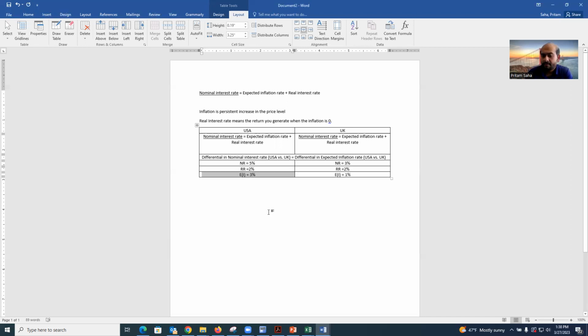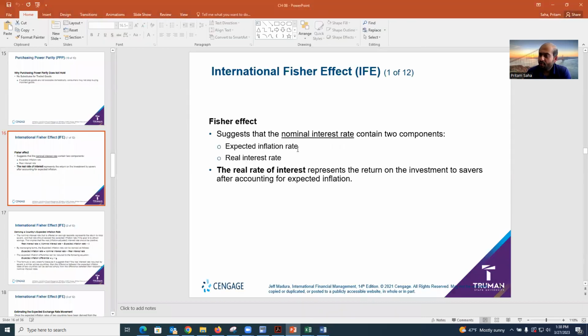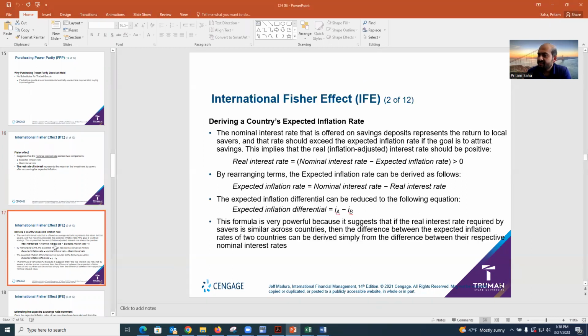Which is coming from the difference in expected inflation. So according to the international Fisher effect, the difference in nominal interest rates of two countries is a function of the difference in expected inflation in these two countries. Now going back to the slide, we know what the Fisher effect is, and we also know what the international Fisher effect is, and we also know some differences here.